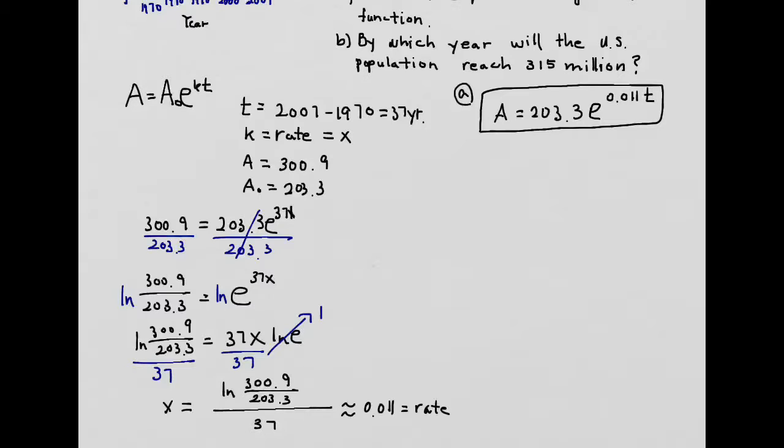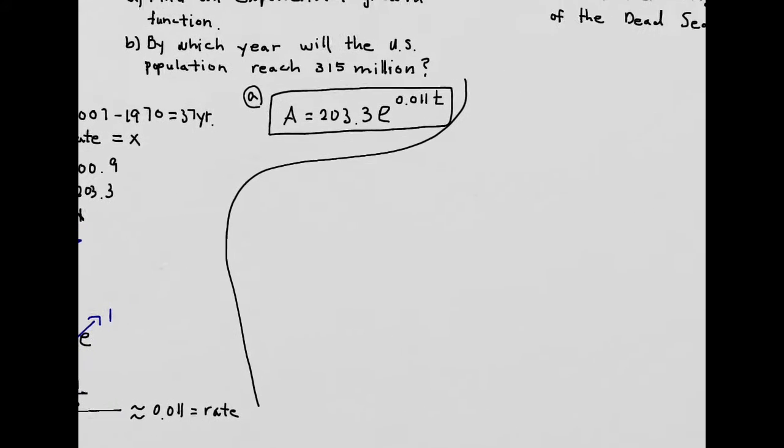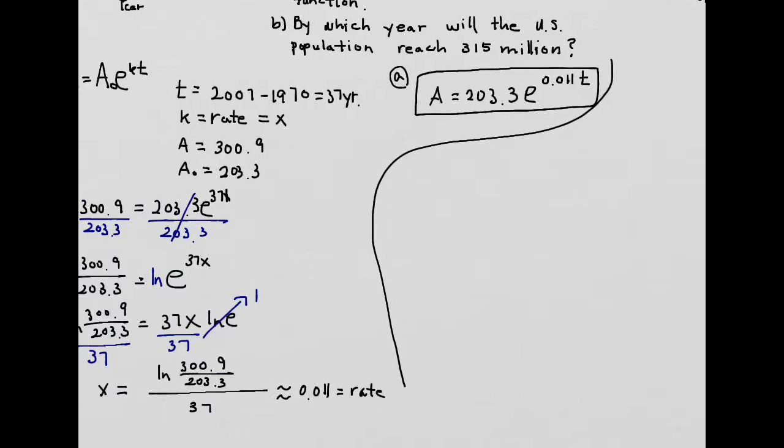And if we want to find out the B, right? So let's close that off. And if we want to find out the B, then we're going to replace. The question is, by which year will the U.S. population reach 315 million, right? So that T is what we're going to try to find out.